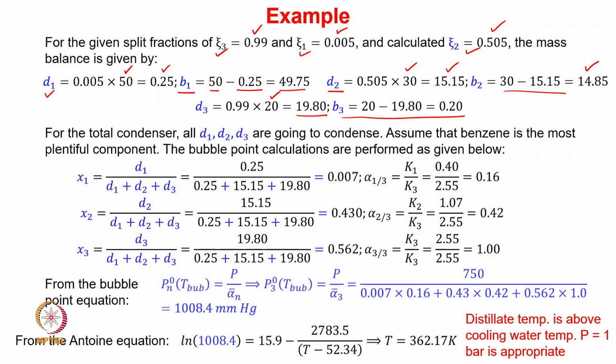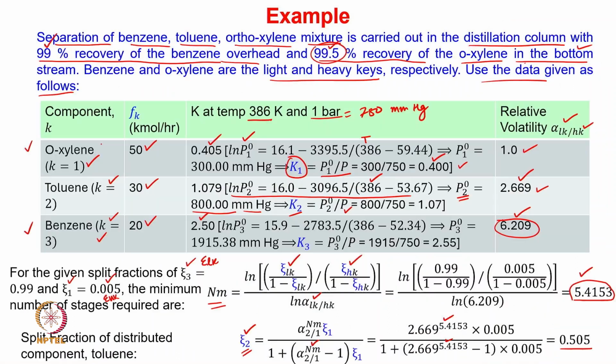So once we have obtained D1, B1, D2, B2, D3, B3, now we can perform the bubble point calculations at the top. Remember, we have to check the temperatures, isn't it? We have to check whether the temperature and pressure which we have started with are correct or not. These are making sense with respect to the given data or not.